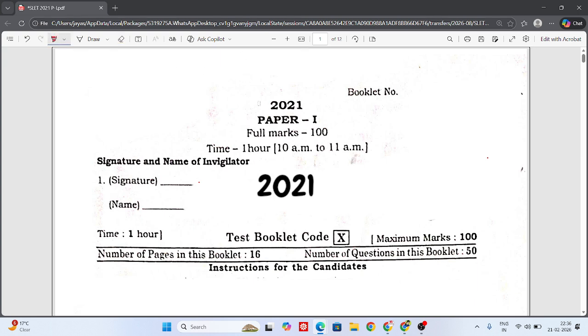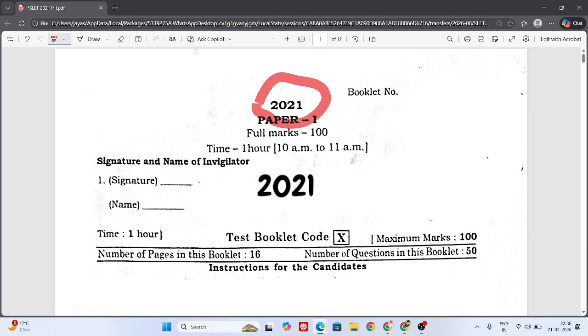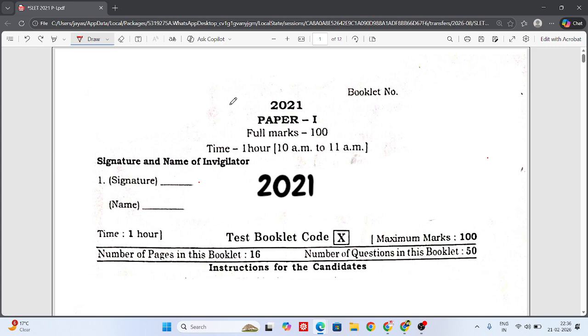So it's very important to go through the previous question paper. It helps you a lot during your preparation to get an idea, and many times things repeat also, not exactly, but there used to be some similarities in the questions. So let's start the video.